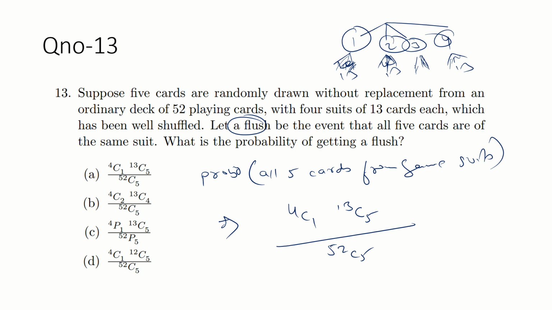Guys, the main focus is to just find out the same suit. The 5 cards are of the same suit. So either it would be the 1, the 2, the 3 or the 4. If we take one, it will get the same color, same suit. So that's why 4C1. But within this, it can take any values, and we are only focusing on 5 cards out of these 13. So that's why 13C5 divided by 52C5.